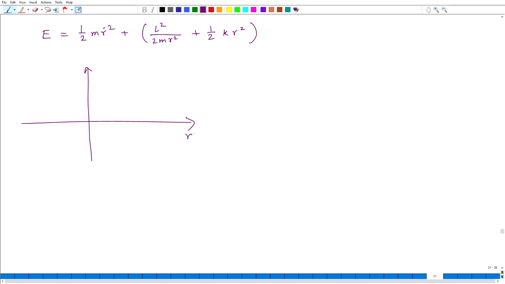a diagram of V effective as a function of R? So, this is simply V effective. You see that here this is quite easy. When R tends to 0, then this term gets very small, but this term gets large enough, so that your V effective will be approximately L square by 2 m r square, and that is why you will have something like this.